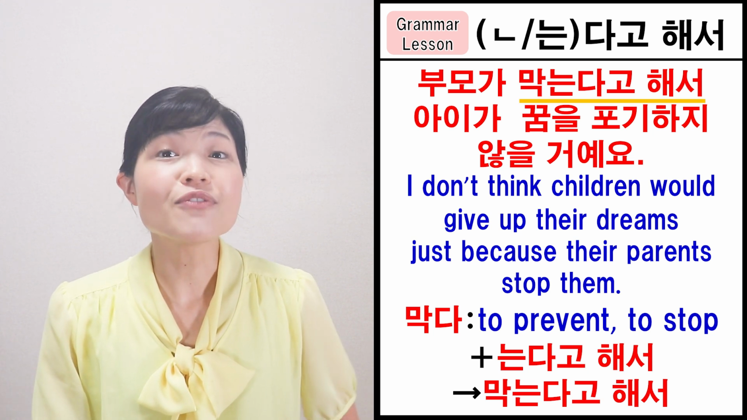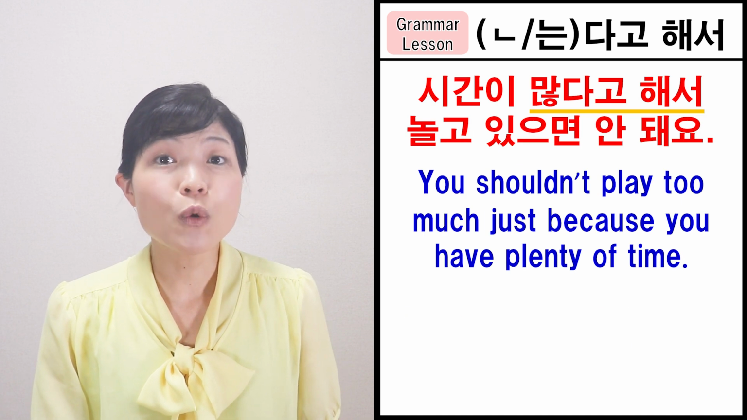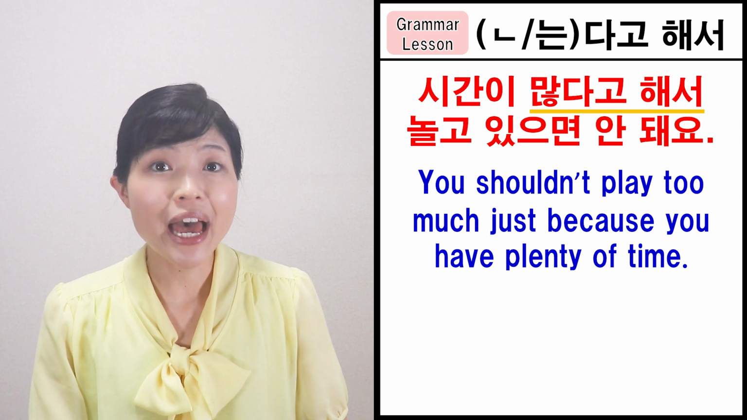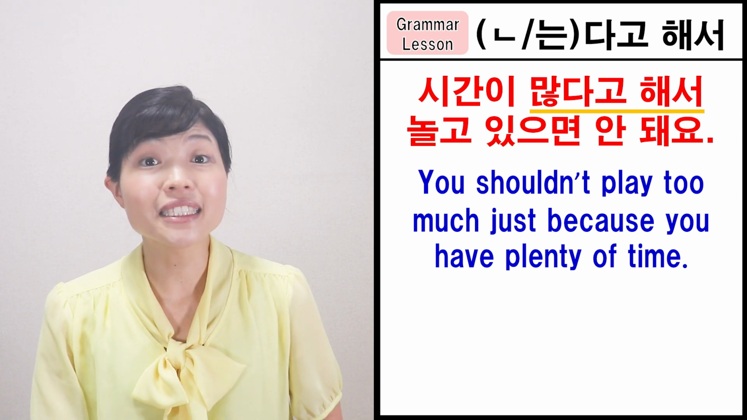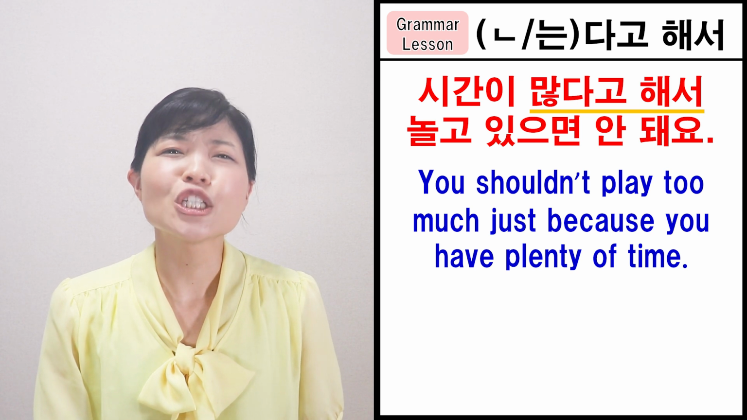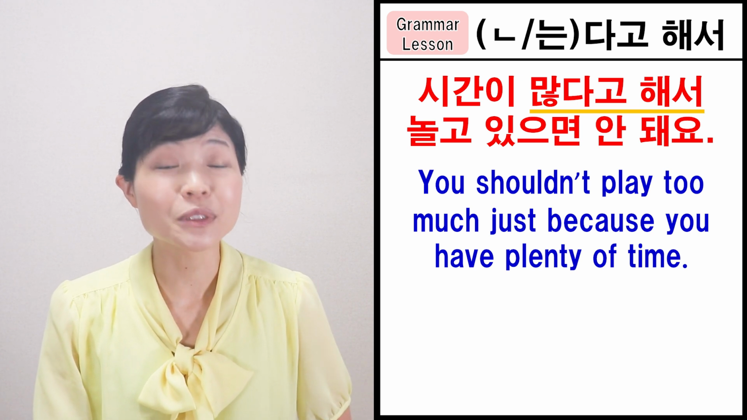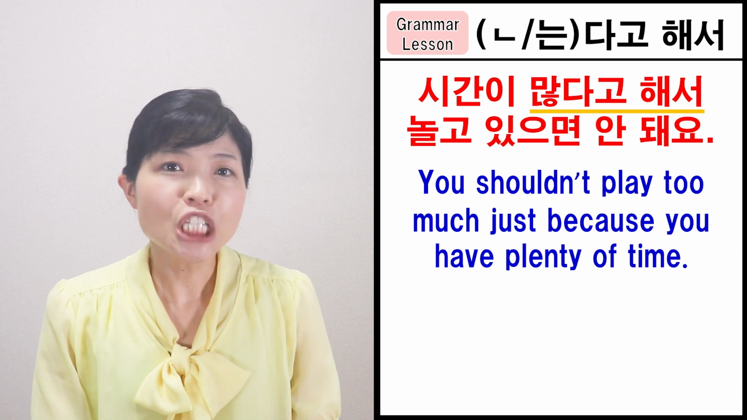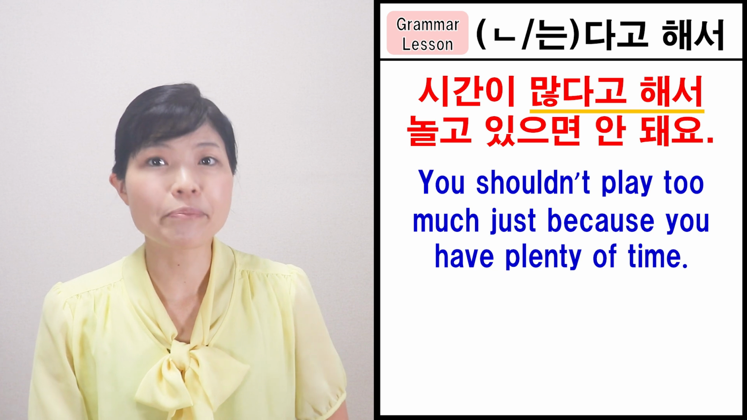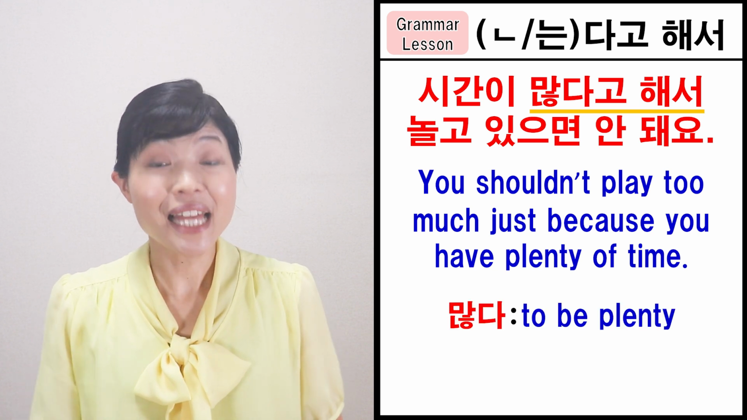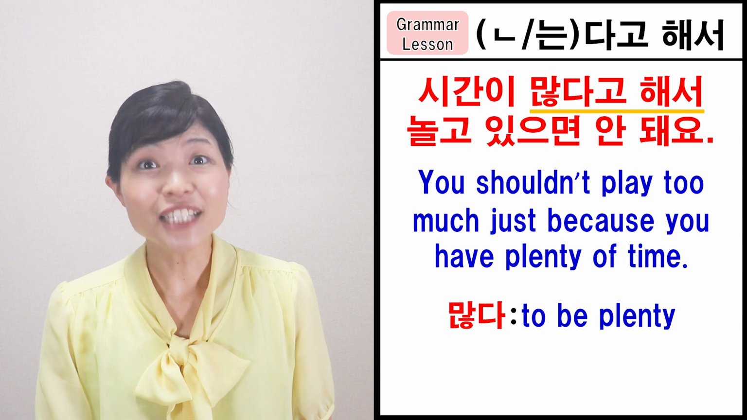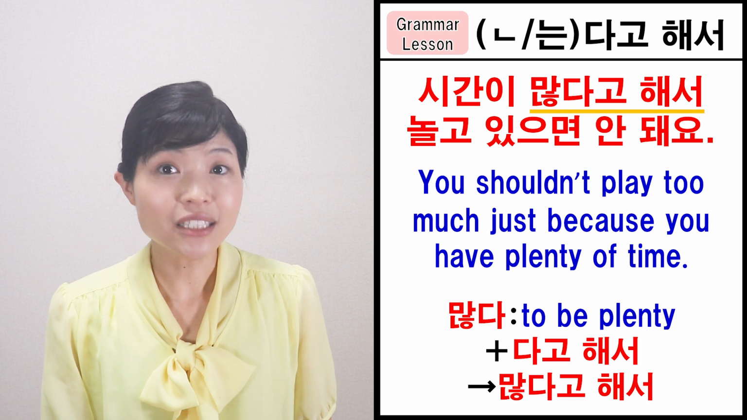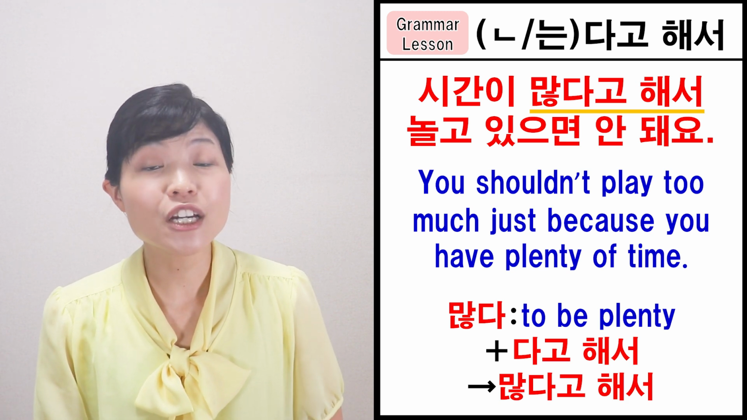Let's look at the use of adjectives. 시간이 많다고 해서 놀고 있으면 안 돼요. You shouldn't play too much just because you have plenty of time. Sounds like a phrase you can say to students before exams, right? Here, this phrase is used in the negative phrase just because does not mean something. 많다 is to be plenty, right? You attach 고 해서 to the adjective to make 많다고 해서 just because there is plenty of time.